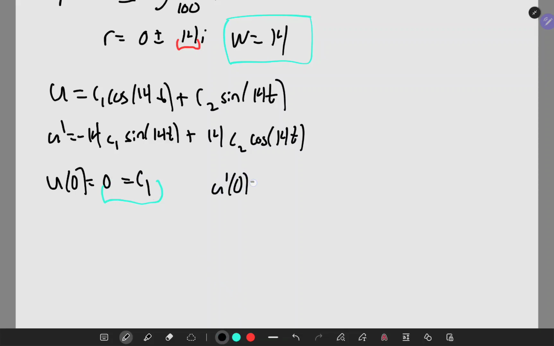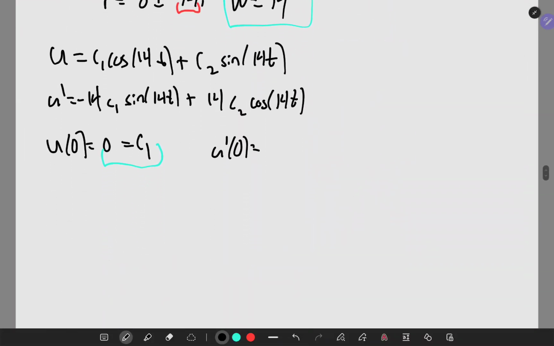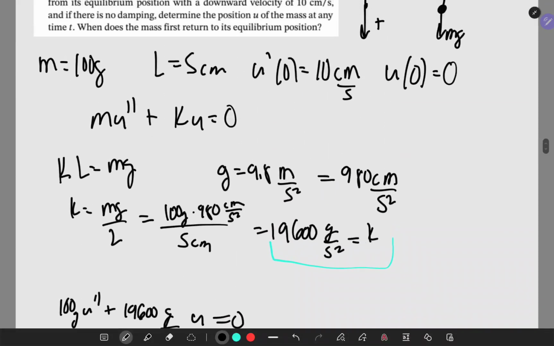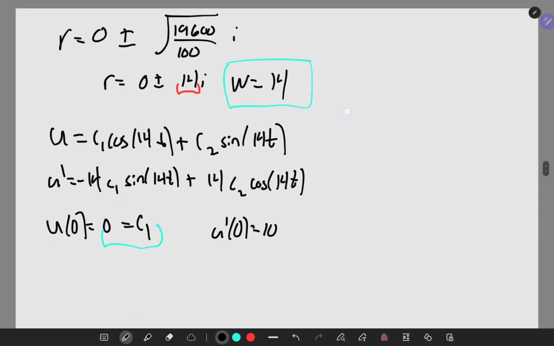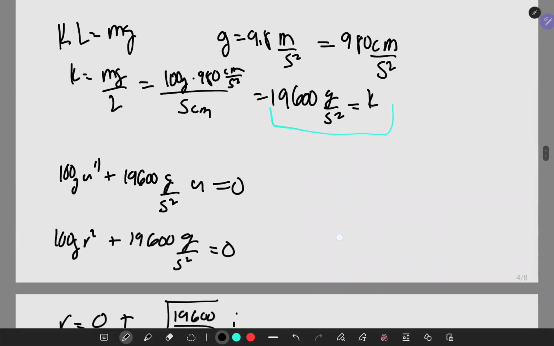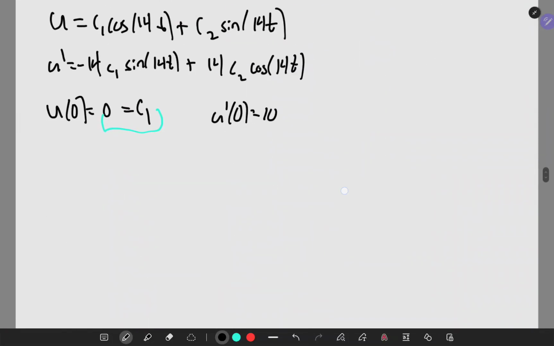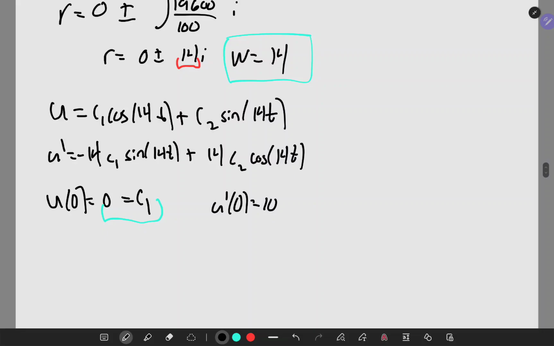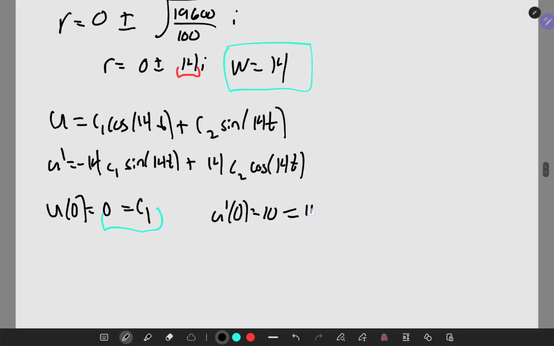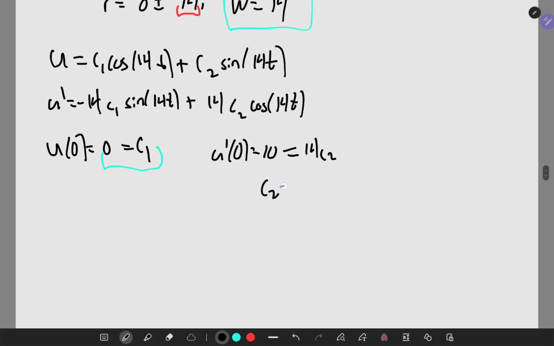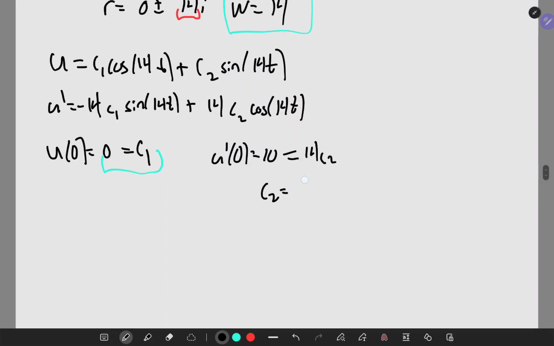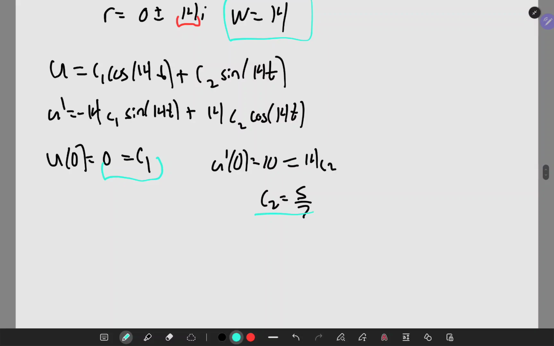If we look at this one now, u prime of 0, which is equal to 10, centimeters per second. Did I use centimeters? Yes, I kept everything in centimeters, so we're good. We don't have to convert that. So that can stay like that, which would be equal to 14 C2, right? So then C2 would be equal to 5 over 7. So here's my C1 and my C2.